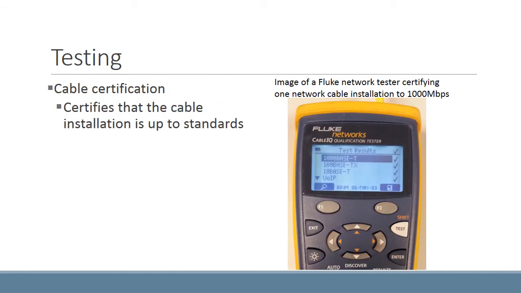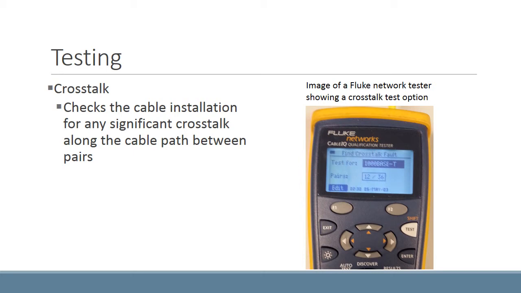A cable certification certifies that the cable installation is up to standards. The image of the Fluke network tester shows that it is certifying one network cable installation to work up to 1000 megabits per second. A crosstalk fault test checks the cable installation for any significant crosstalk along the cable path. The image of the Fluke network tester shows the crosstalk test option.